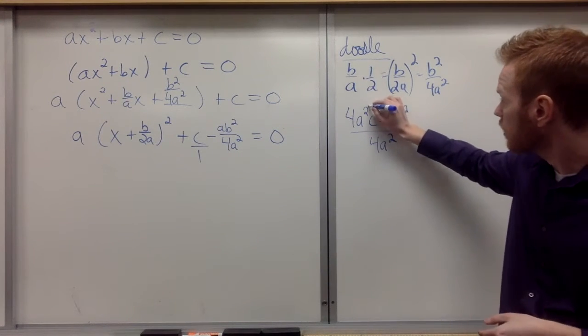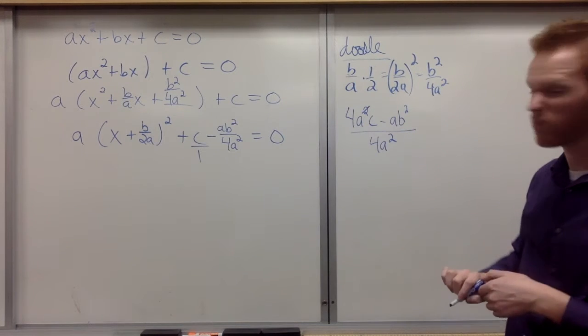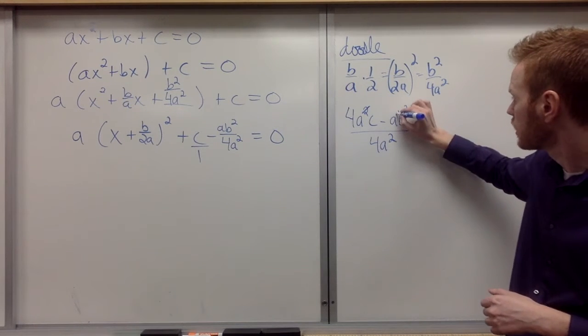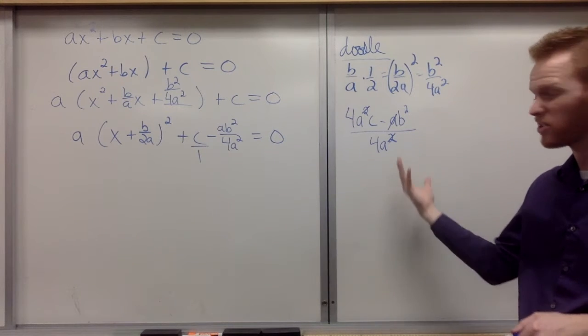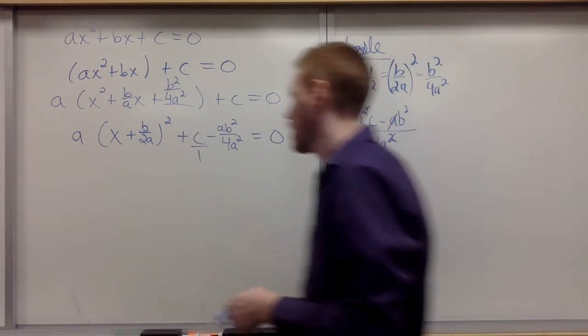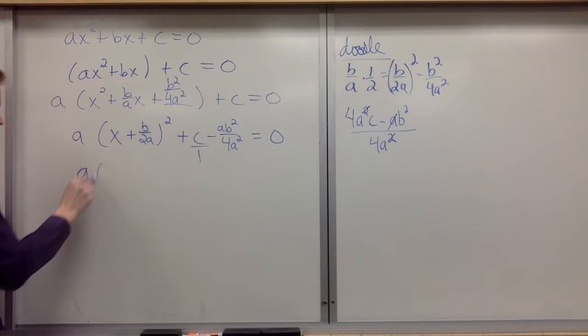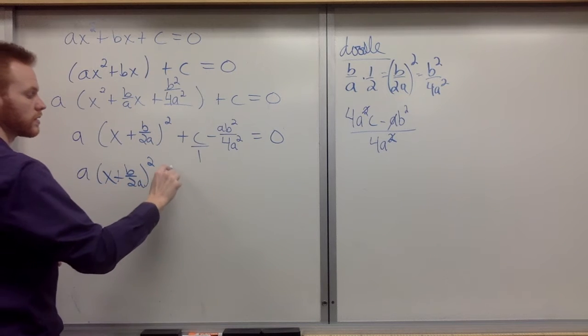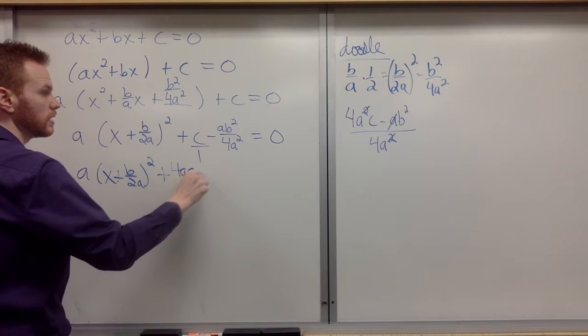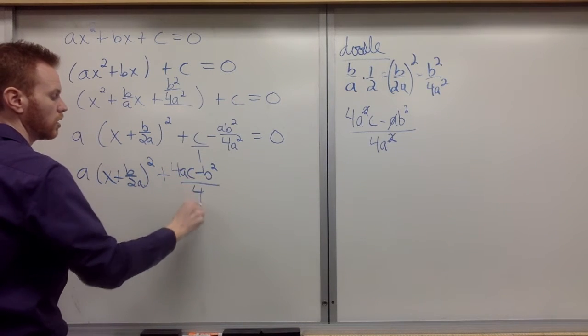When I factor the a out, this is gone, so I have one a left there. This a is gone, and one of those a's are gone. Okay? That's just simplified things a little bit. I'm going to go ahead and rewrite it. So this is what I'm left with. Plus 4ac minus b squared over 4a.